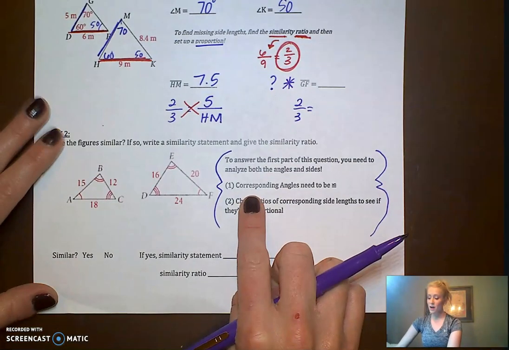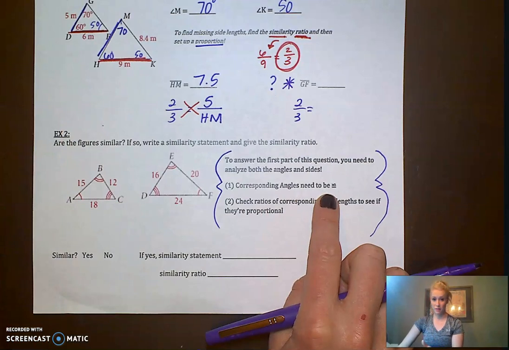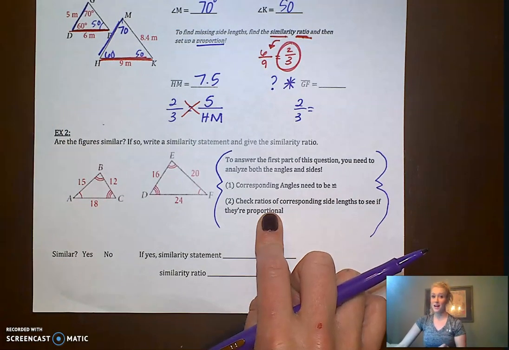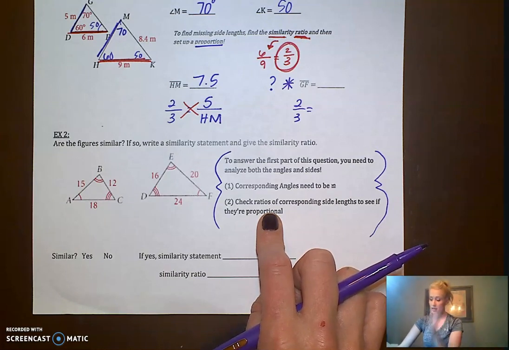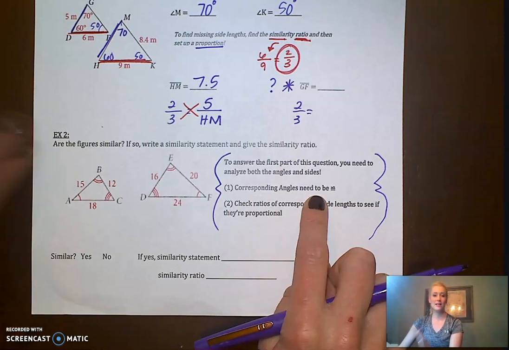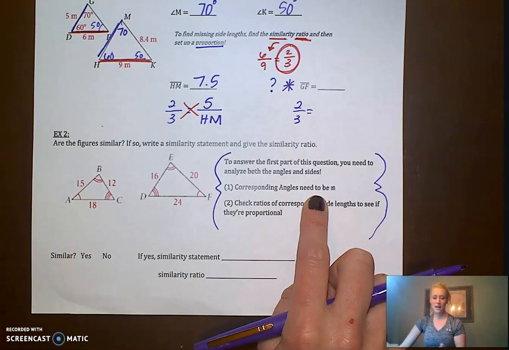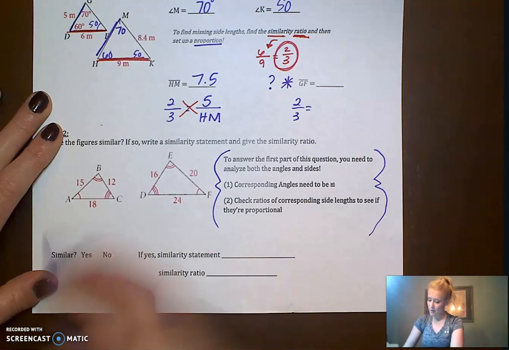I have to figure out if corresponding angles are congruent. And then I have to check the sides to see if the sides are proportional. All those things have to be true for me to say, yes, these are similar. Okay, so check the angles first. That's way easier to see. So get that out of the way. Okay, what do I notice?